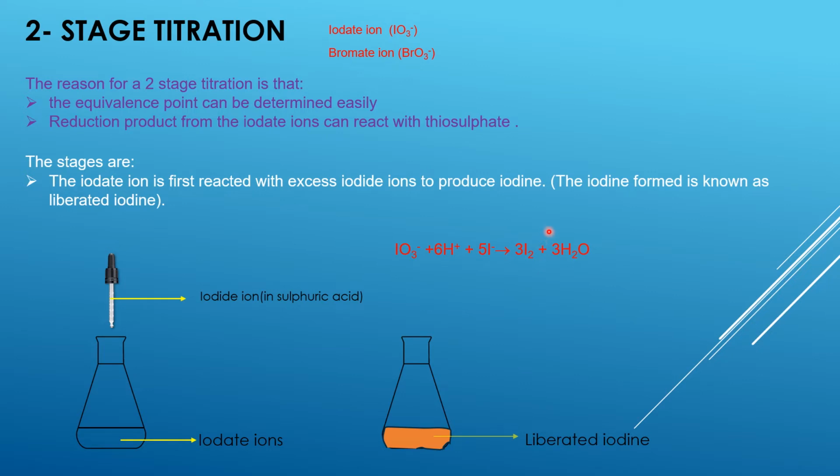So how do you remember how to balance the equation? It's very simple. Just remember the mole ratio between iodate and iodide. Iodate plus iodide gives you iodine. Iodate is 1, iodide is 5. Just remember the mole ratio and the rest you will be able to follow easily. So let's see what's going to happen to this liberated iodine that is produced in the first stage.